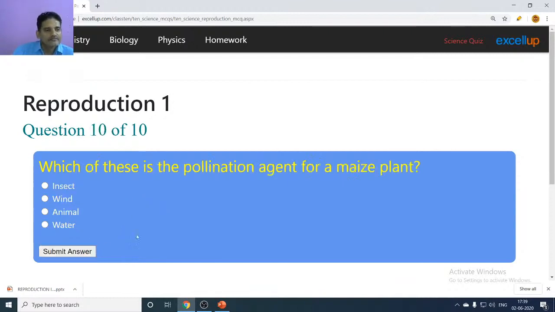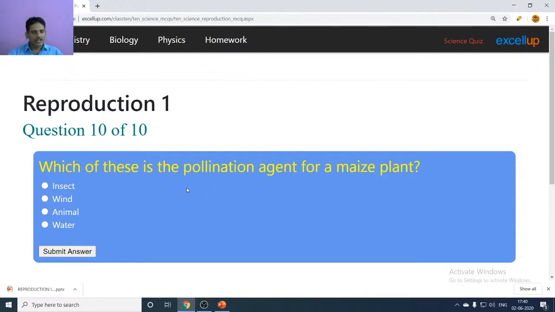Last question. Which of these is the pollination agent for a maize plant? Maize plant belongs to the grass family. So, how does the pollination take place in maize plant? We have discussed the pollination by different agents.